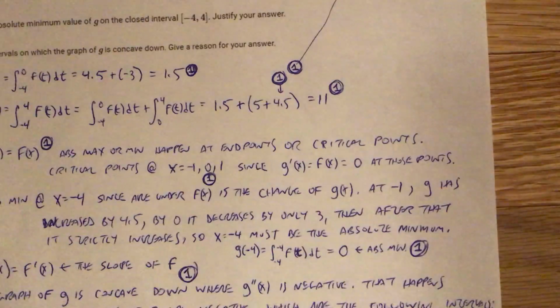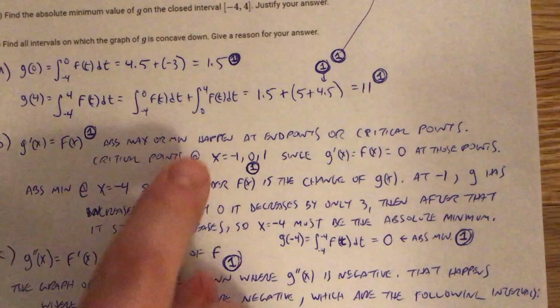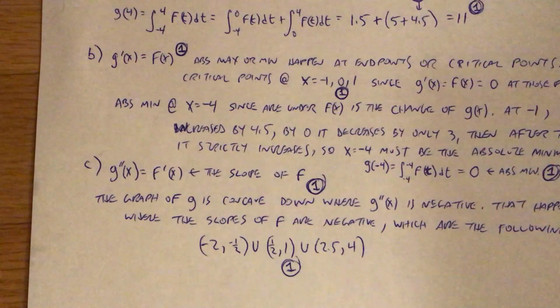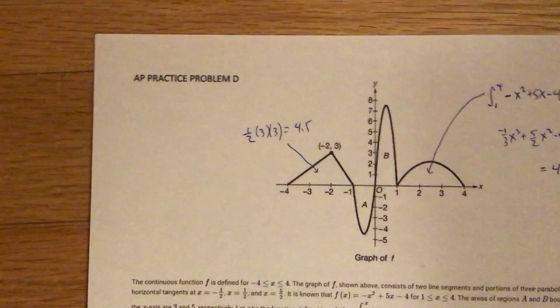The AP, they don't always put as much justification, but I always want to be safe. So if you were to see their key, they write a decent amount. They don't write quite as much as I did, but like I said, not that you want to write too much, but the more precise you are, the better. Okay, so that's practice problem D.